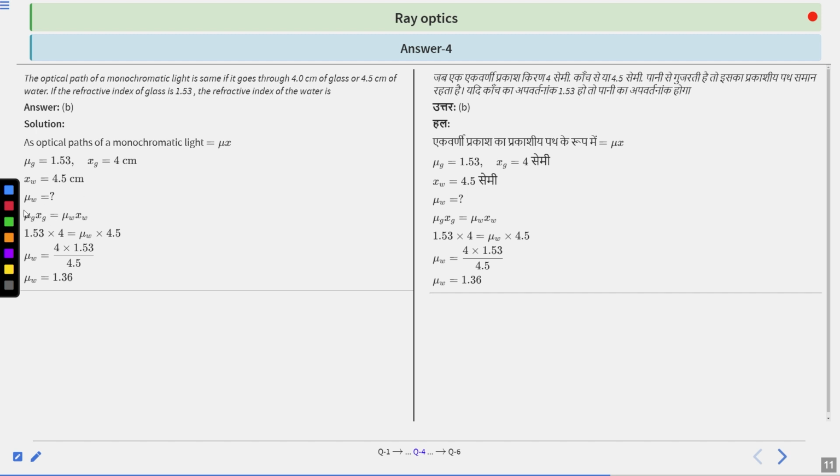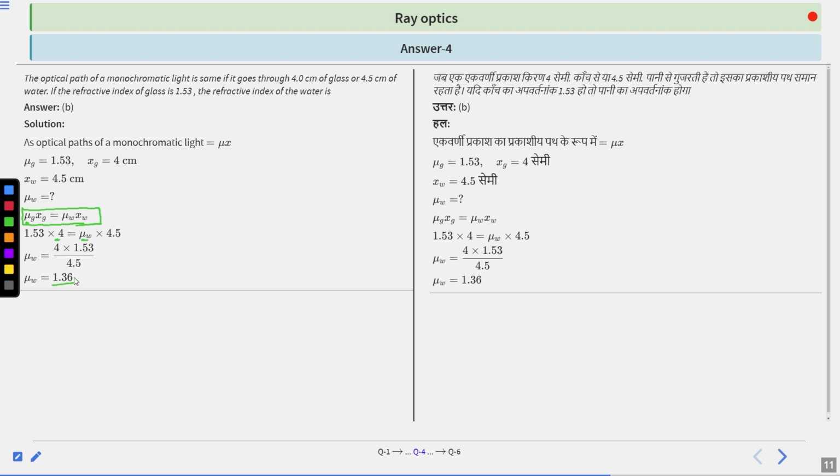So equate: mu g xg is equal to mu w xw. This is the optical path of a monochromatic light for two media. mu g is 1.53, xg is 4, mu w is the refractive index of the water, and xw is 4.5. This is just a mathematical calculation. After calculating, mu w is equal to 4 into 1.53 divided by 4.5. So mu w is equal to 1.36.